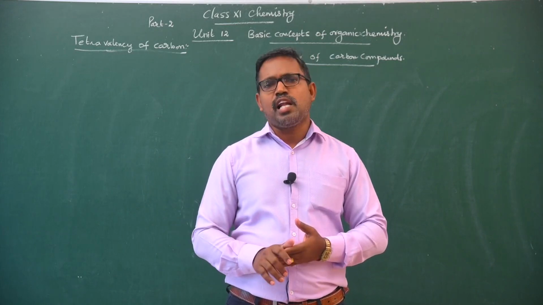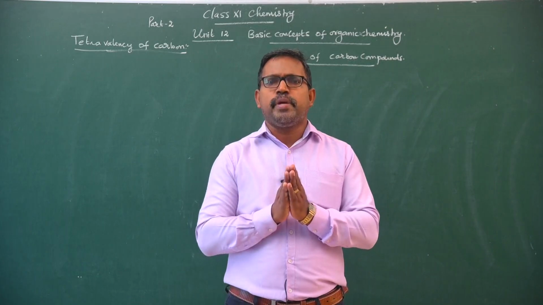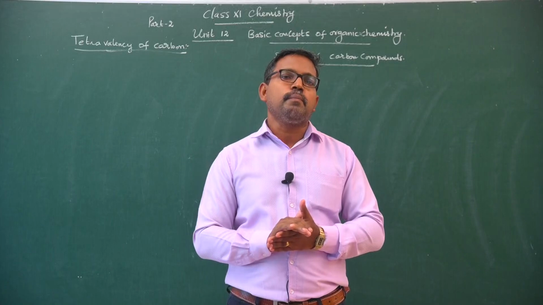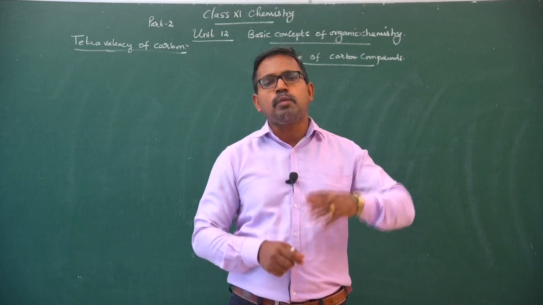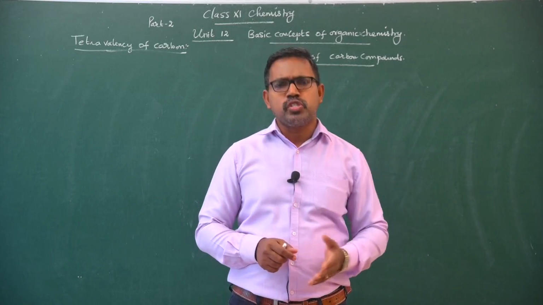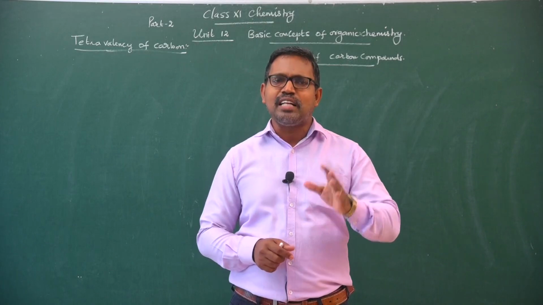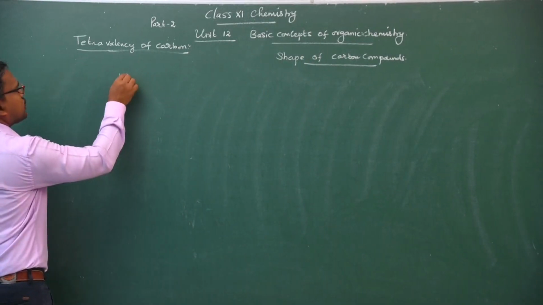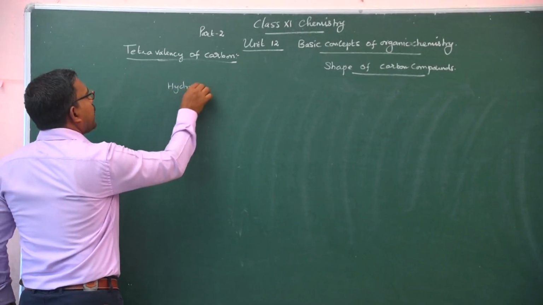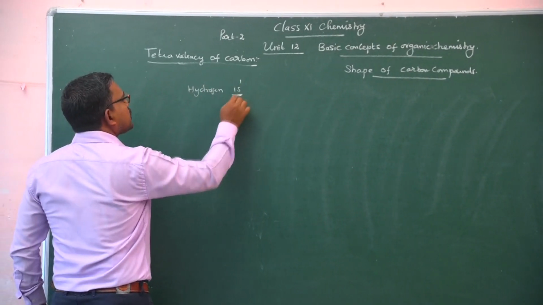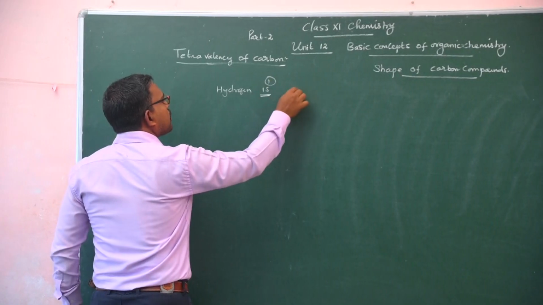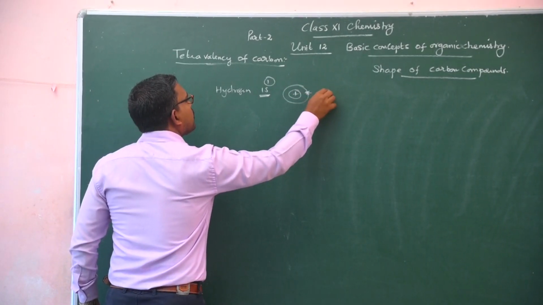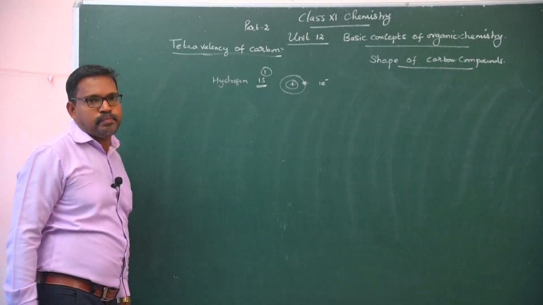What is a valence electron? Valence electron means the number of electrons present in the outermost shell or valence shell. For example, hydrogen has electronic configuration 1s1, only one electron present in the valence shell, so it has one valence electron.